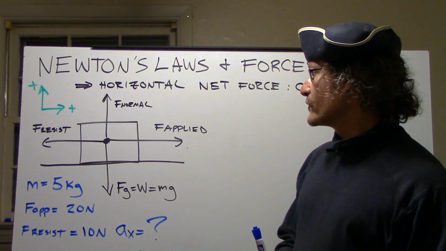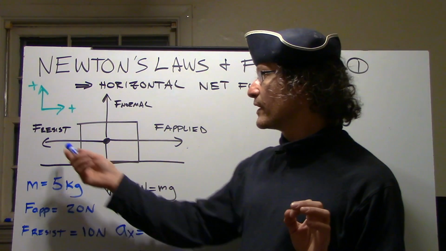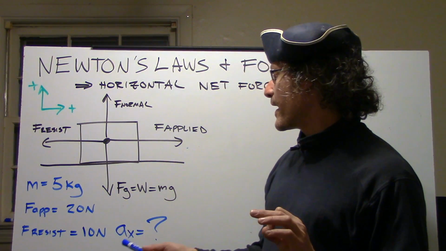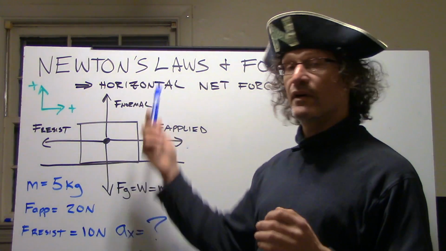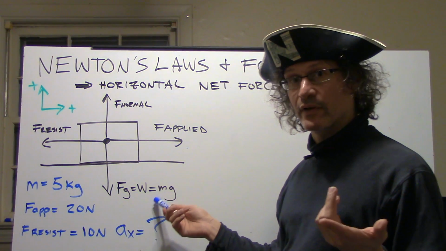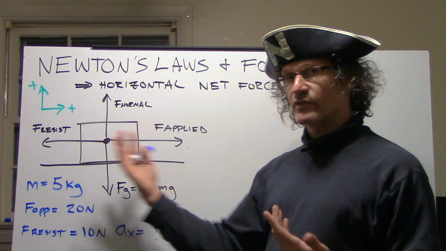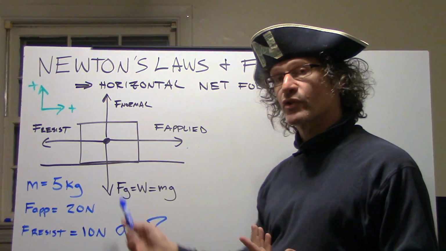Okay, so with that, we see that F applied is in the positive direction, F resist the negative direction, and F normal points upward. The force of gravity, known as weight, points downward. It's equal to mg. Well, as it turns out in this problem, this is completely horizontal here. We don't have any motion up or down.